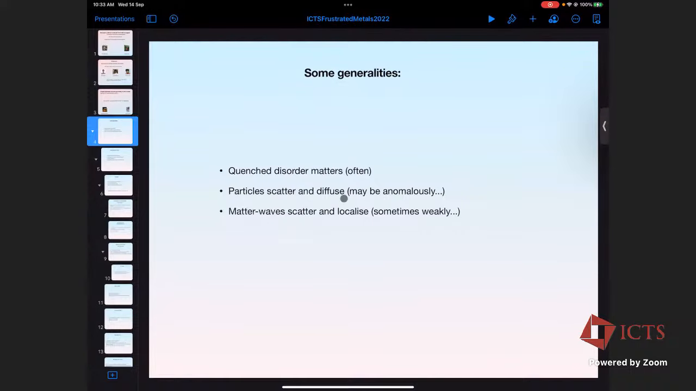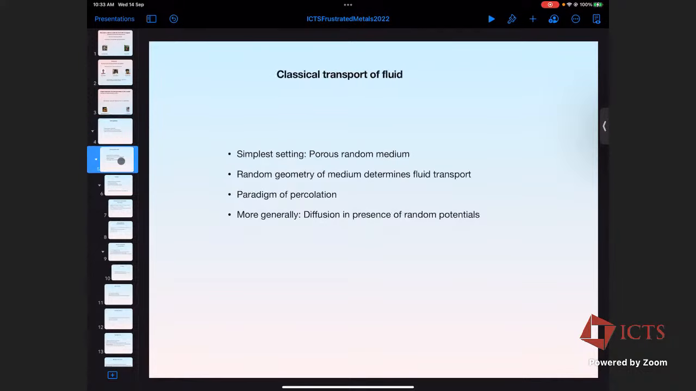So I'm not talking about particles scattering or matter waves localizing. But I do need to introduce the paradigm of percolation, which describes perhaps the simplest instance of how a random medium influences transport. And we are going to need that in a tangential way when we get to the body of the talk. So let me just start with this.